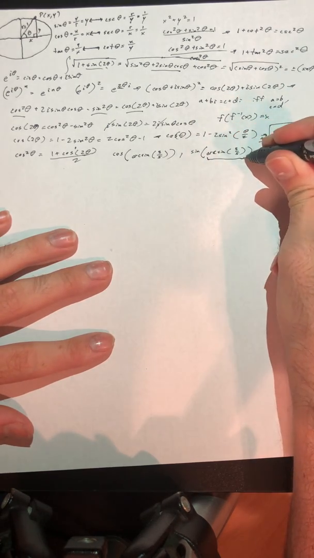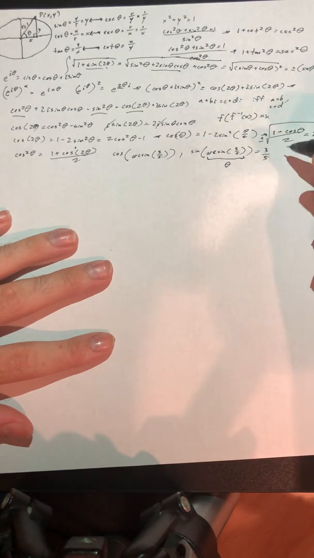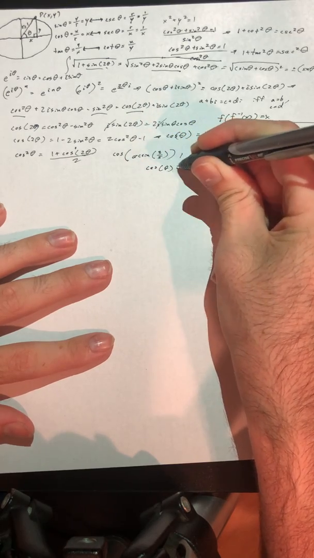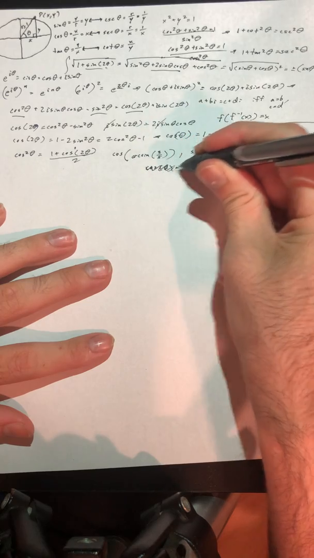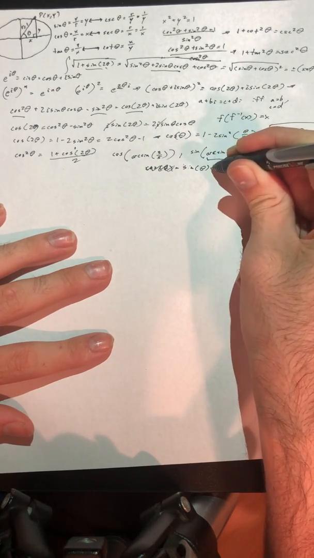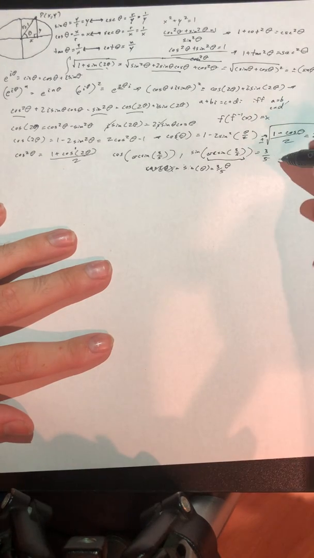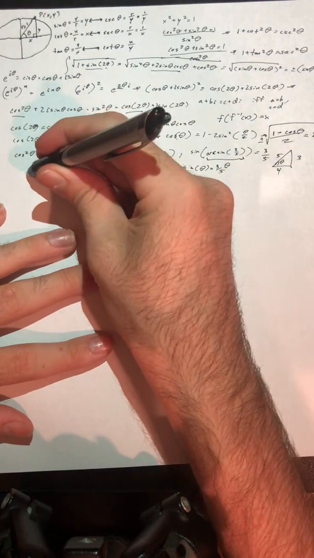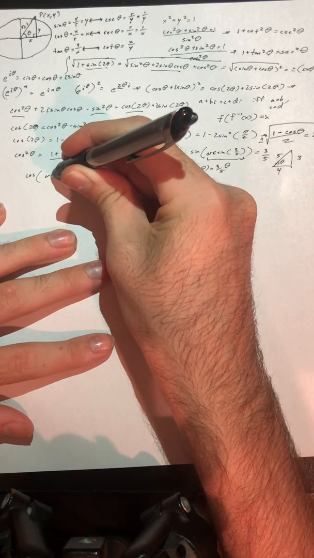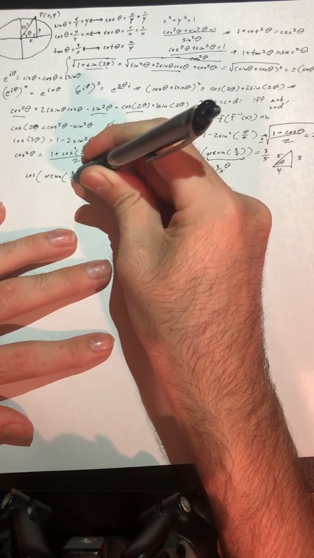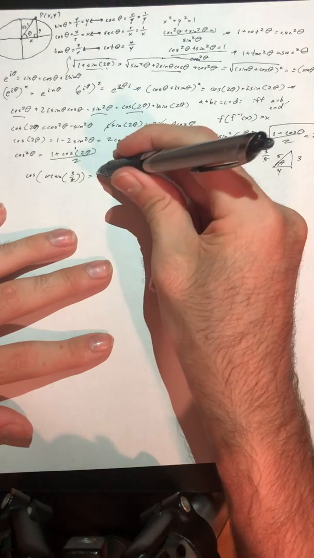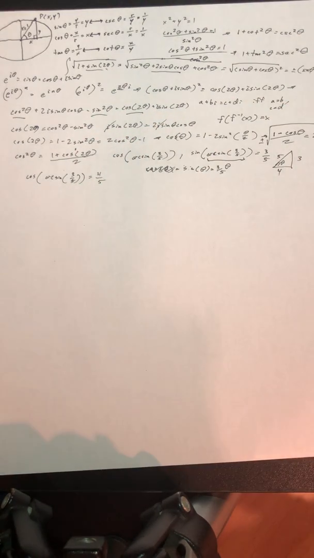Now, what am I going to do? I'm going to let arc sine of 3/5 be equal to theta. Now I know that the sine of theta is equal to 3/5. So this is theta. We got a 3, we got a 5, so this has to be a 4. So cosine of arc sine of 3/5 is, we're taking the cosine of this angle, that's 4/5. That's it.